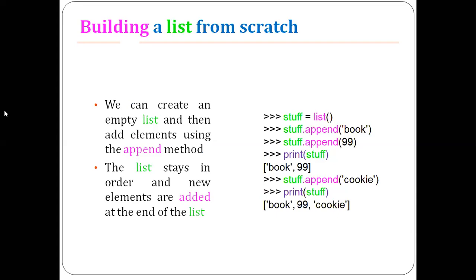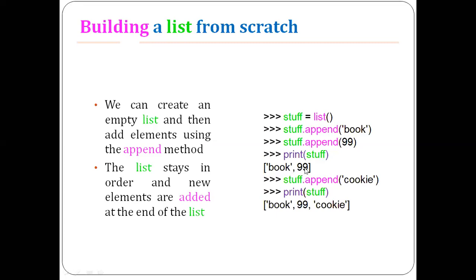So that is exactly what you have here. Look at this one. I'm creating a list, that is stuff equal to list function, right? Then stuff dot append book. A new, empty list has been created, and I'm inserting an element. The first element is book, and the second element I am appending is 99. The book appears first, then the 99. And if you print the list, it appears as book, 99.